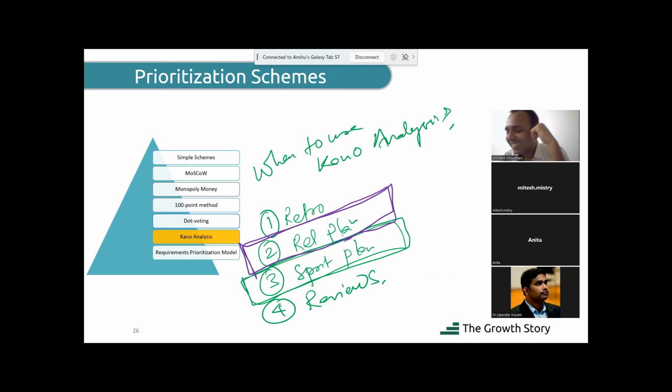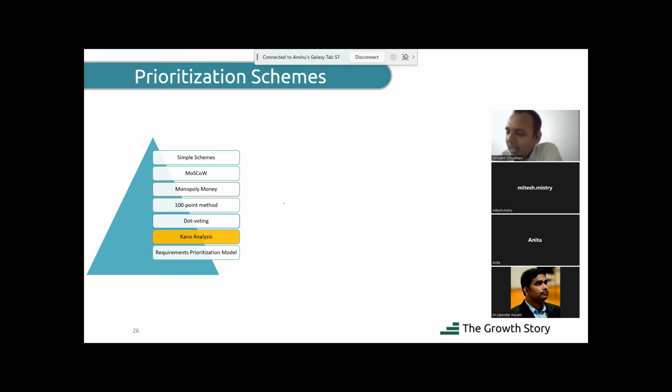Okay. Arey baba, you try to understand this. Don't try to commit to memory. What is Kano? What is the purpose of Kano analysis? It tells you about features. It's a map about features, right?